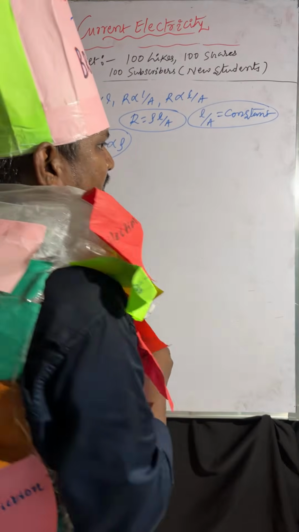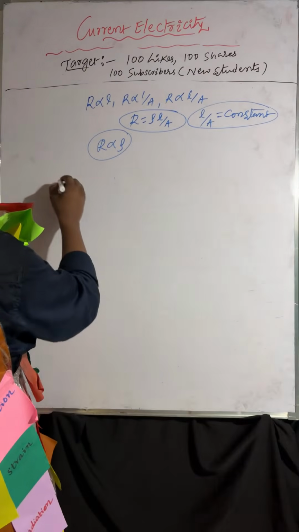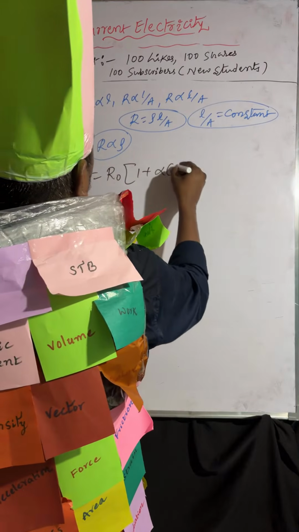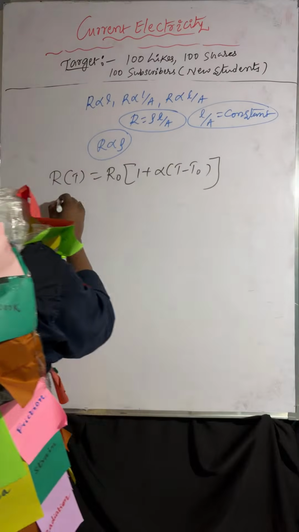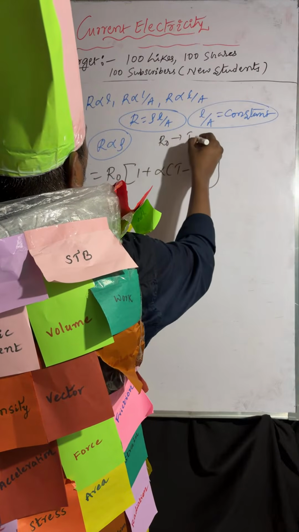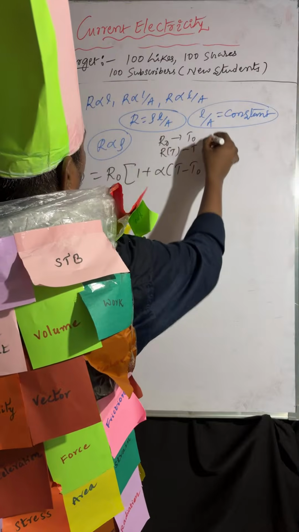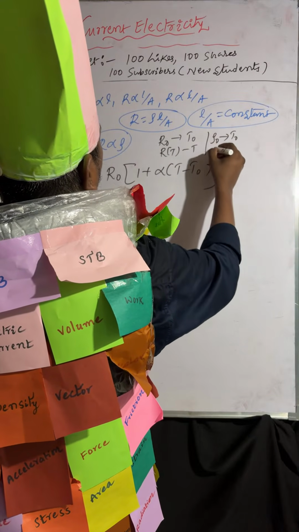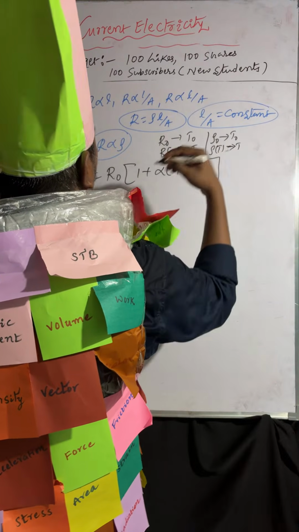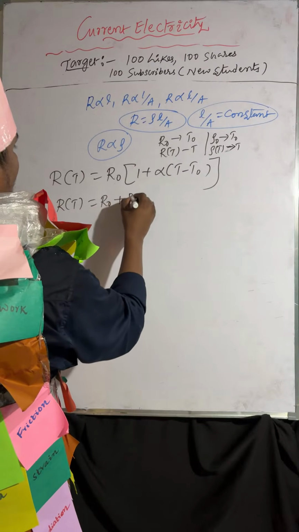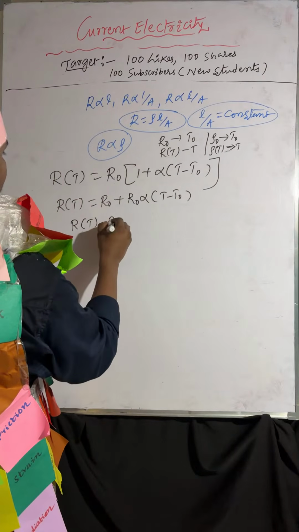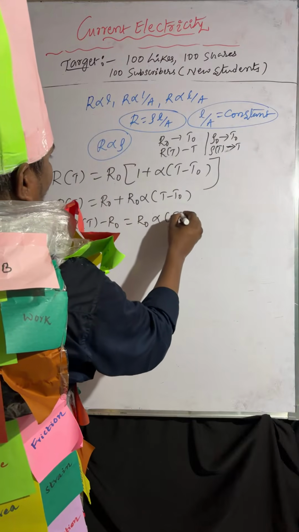Is it clear? Yes. So alpha is the temperature coefficient of resistance. R_T equals R naught into 1 plus alpha (T minus T naught). Here R naught is the resistance at temperature T naught, and R_T is the resistance at temperature T. Even rho naught is at temperature T naught, and rho_T is at temperature T. So R_T minus R naught equals R naught alpha (T minus T naught).